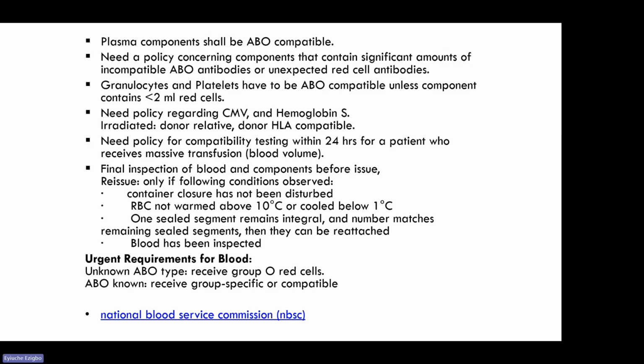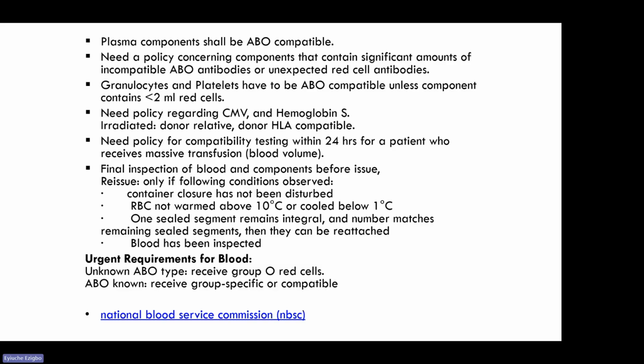So, final inspection of blood and components before issue. There should be an independent final inspection of blood before it is issued. It's not the personnel or the individuals involved in the processing, cross-matching or labeling that should do this inspection. An independent personnel should come and inspect every blood before it is finally issued, checking the documents, corresponding them with the donor and the recipients and all that.